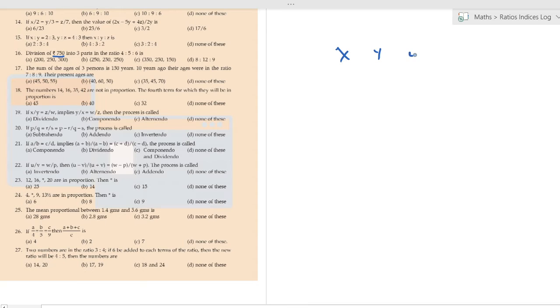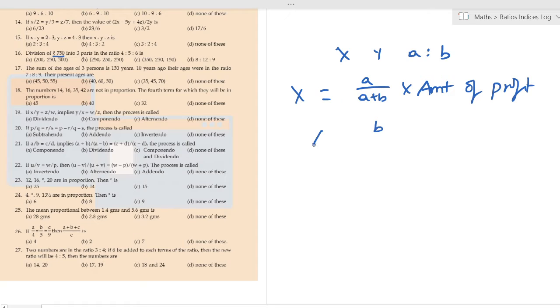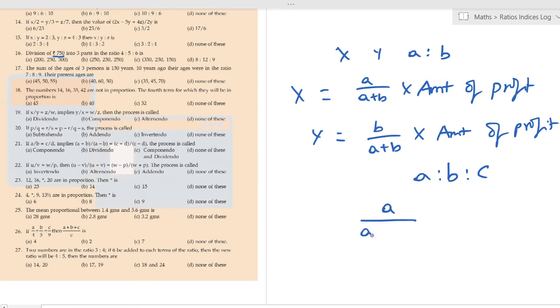x and y. They had the ratio of a is to b. So if we have to divide profit, a by a plus b into amount of profit. Here for x it will be the profit share. For y this will be the profit share: b by a plus b into amount of profit. But in this question we have a is to b is to c. So since we have three terms, we'll simply add 3, a by a plus b plus c into amount of profit. Similarly b, similarly c, so on we'll do.